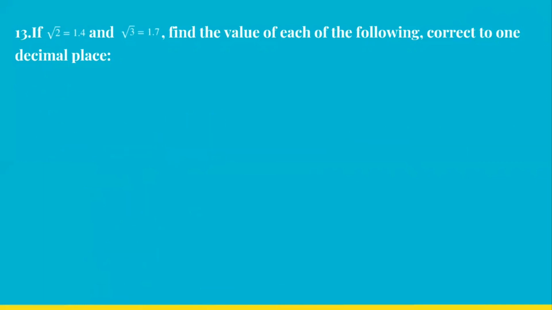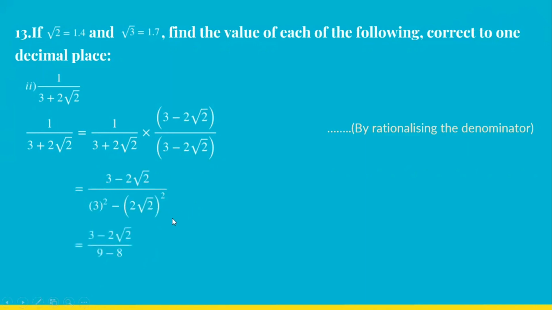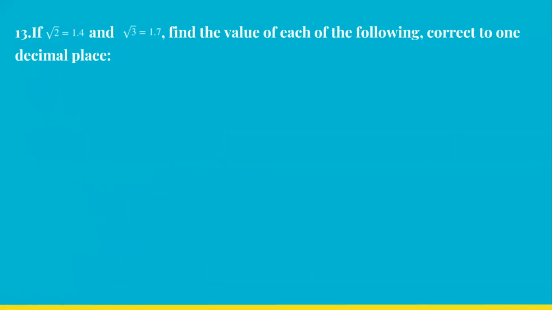Right? Now the next part, we have to find 1 upon 3 plus 2 root 2. Let us rationalize it, multiplying by 3 minus 2 root 2. So we get 3 minus 2 root 2 upon, now a square minus b square again. 3 square is 9, 2 root 2 square is 8. So in the denominator we get 1. So 3 minus 2 root 2 is left. Put the value of root 2 as 1.4. So 1.4 into 2 you get 2.8. 3 minus 2.8 is 0.2. Got it?